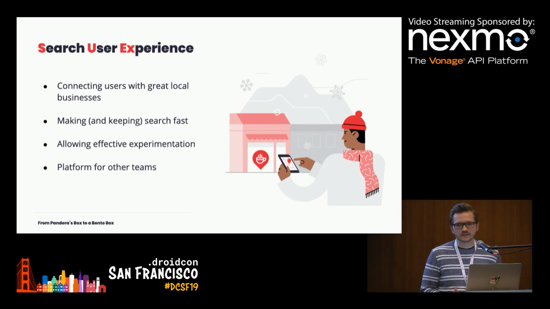So we're responsible for a few different things. One of those things is making and keeping search fast. We also want to allow for effective experimentation on the search page, so making it easy to add new features and test out whether or not they're actually successful. And we act as a platform for other teams as well. There are a lot of teams at Yelp that want to showcase their new feature in search results in some way. And so they will come to our search page, not necessarily having a lot of experience working with it. They'll add their feature, and then they will leave after. And that means that our code on the search page needs to be easy to read, understand, and also modify.